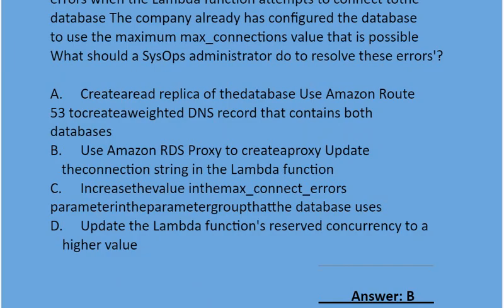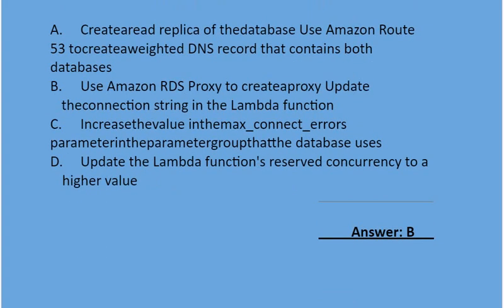Option A, create a read replica of the database. Use Amazon Route 53 to create a weighted DNS record that contains both databases. Option B, use Amazon RDS Proxy to create a proxy. Update the connection string in the Lambda function. Option C, increase the value in the max_connect_errors parameter in the parameter group that the database uses. Option D, update the Lambda function's reserved concurrency to a higher value. Correct answer is option B.